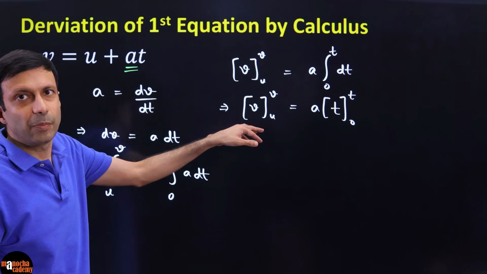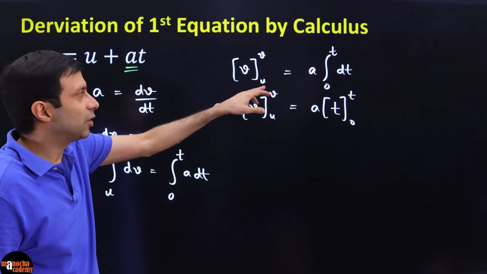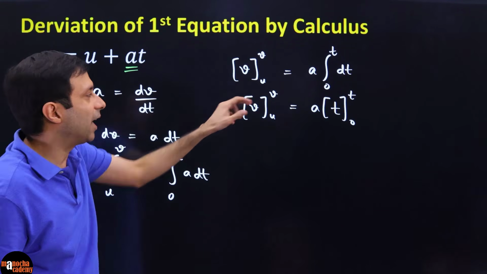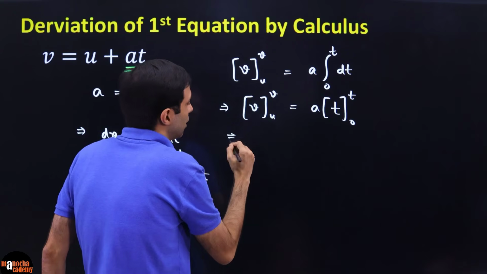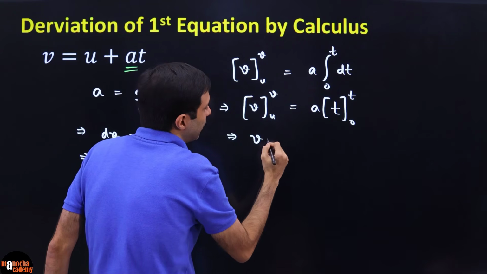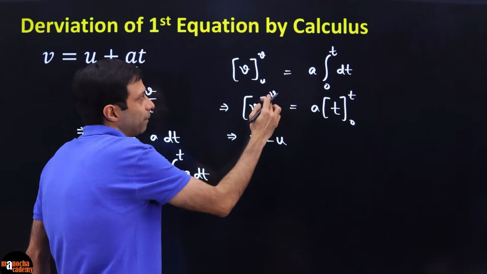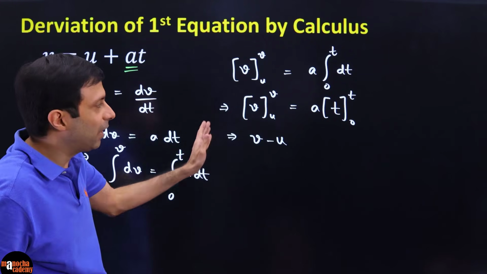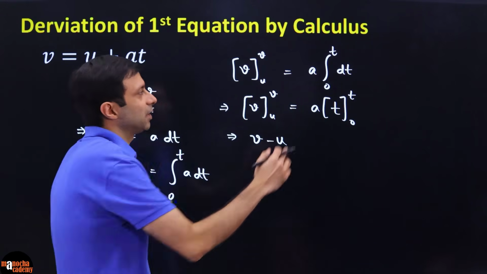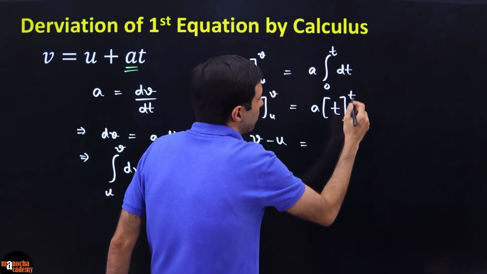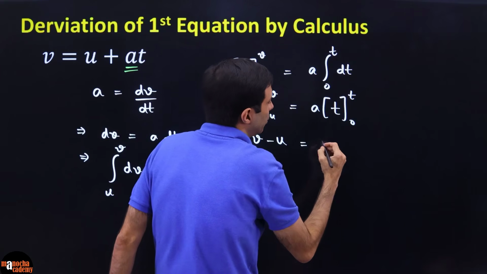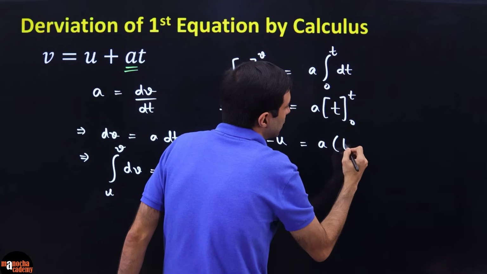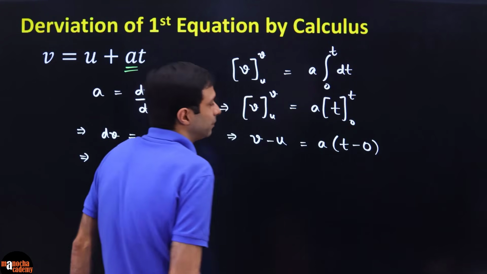Now what is the meaning of these limits? Basically you set this variable equal to v and u and take the difference. So the left hand side becomes v minus u. You substitute the upper limit minus the lower limit. Same way over here, upper limit minus the lower limit, you substitute into t. So it's going to be a times t minus 0.